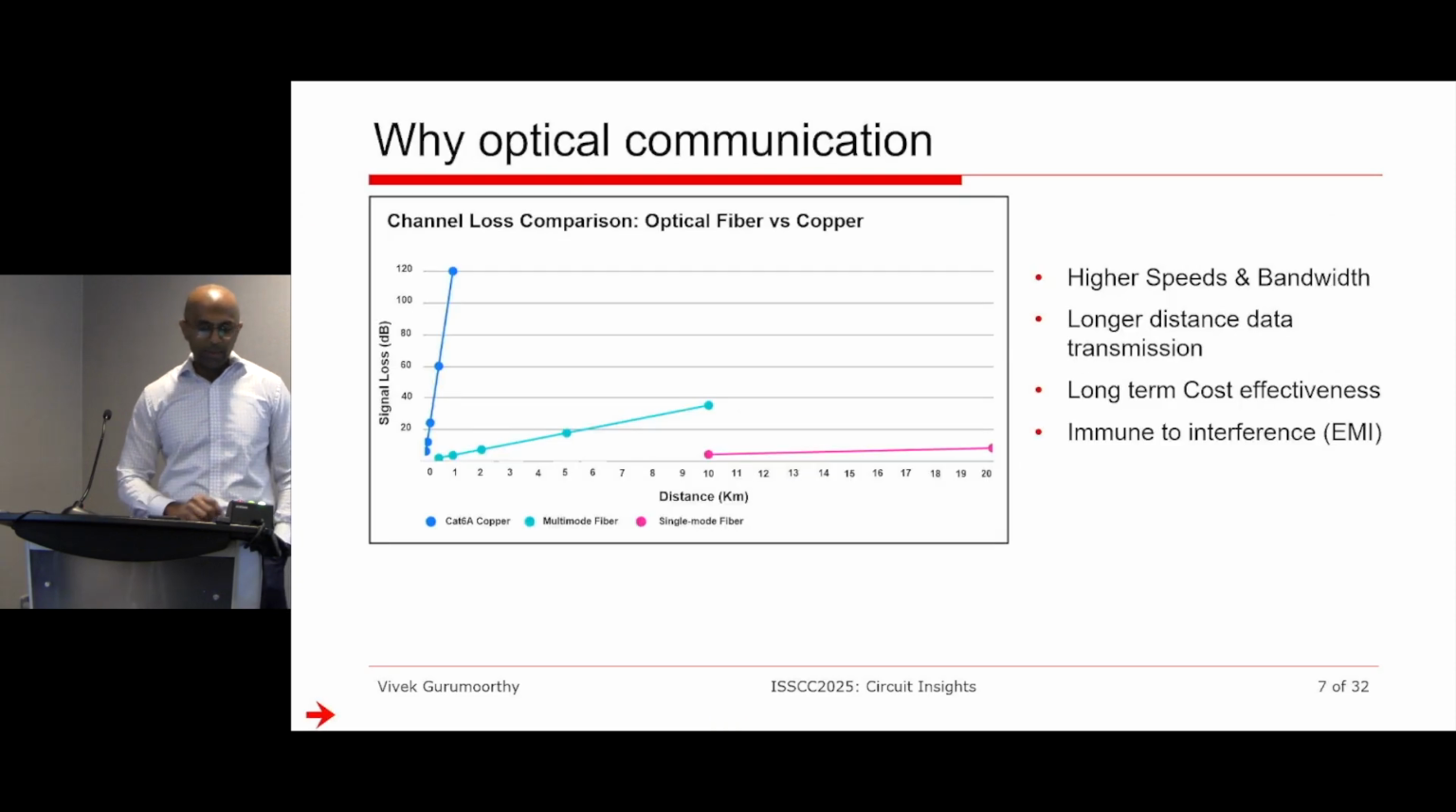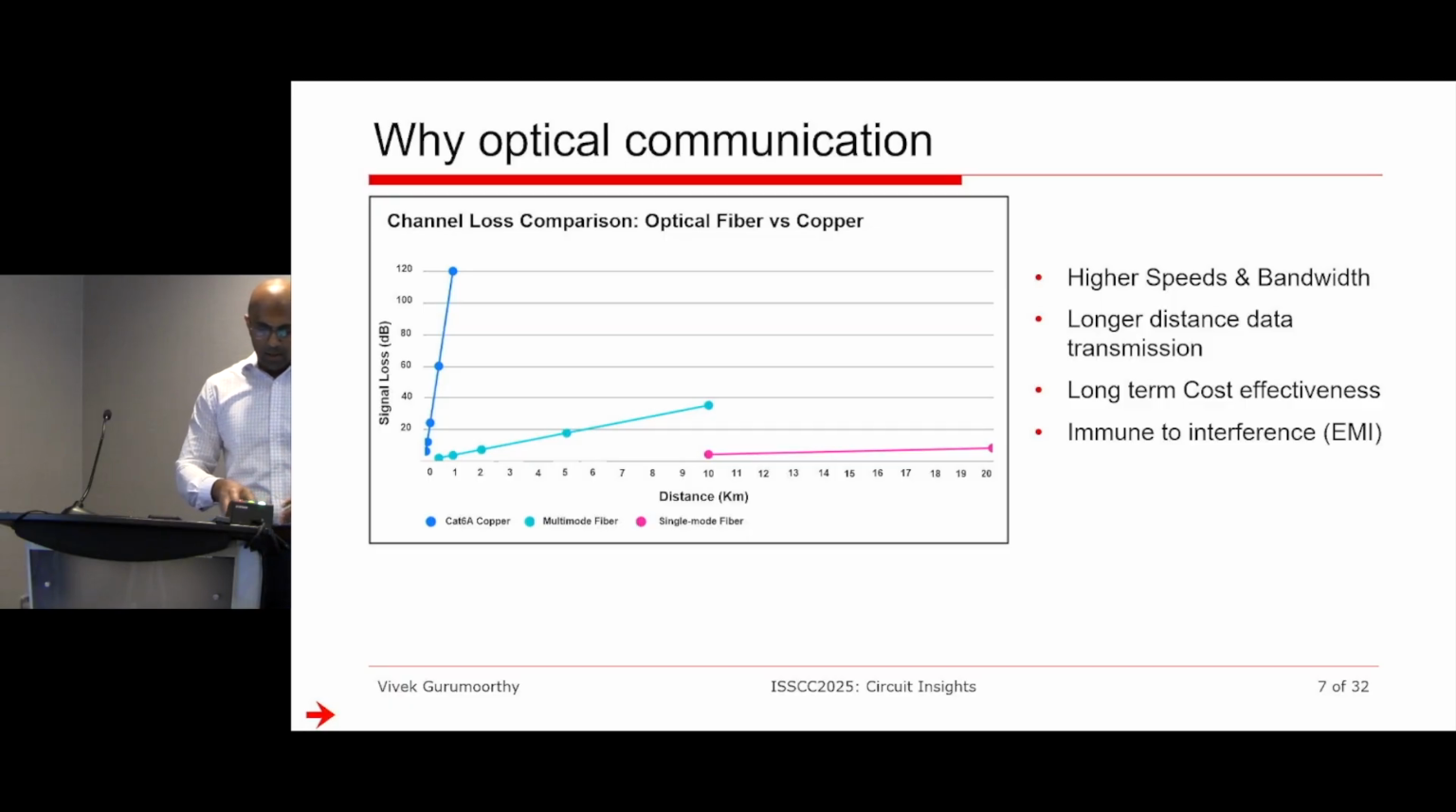All right, so why optical communication? This can be explained with a very simple plot here. This plot shows the signal loss versus distance, and it is compared for three different things: a Cat6a copper, which is electrical signaling, and then a multi-mode fiber versus a single mode fiber. A single mode fiber means you send just one wavelength, one lambda of light, through that fiber, while in a multi-mode fiber, you can send multiple lambdas. Imagine them as different frequencies, though it's not really a frequency, that can be sent through the same fiber.